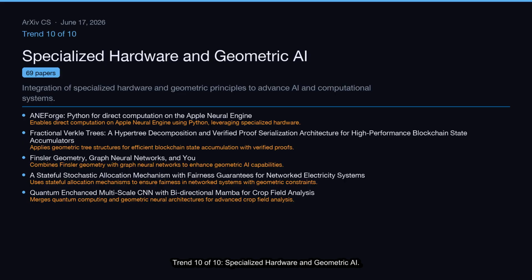Trend 10 of 10, specialized hardware and geometric AI. Integration of specialized hardware and geometric principles to advance AI and computational systems. This cluster covers 69 papers.